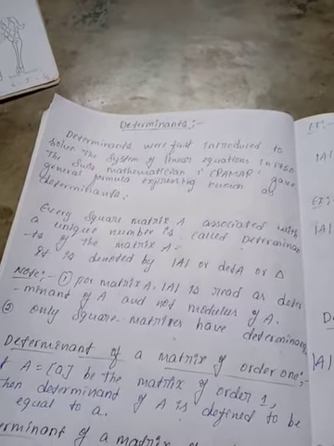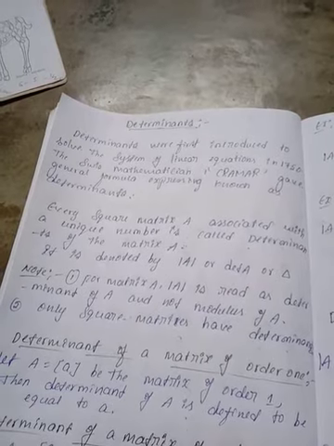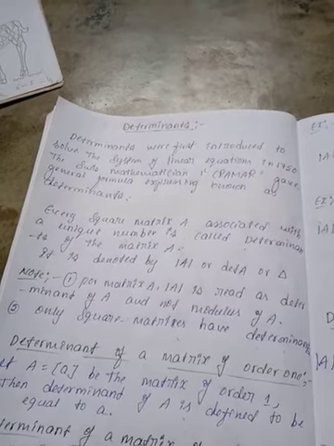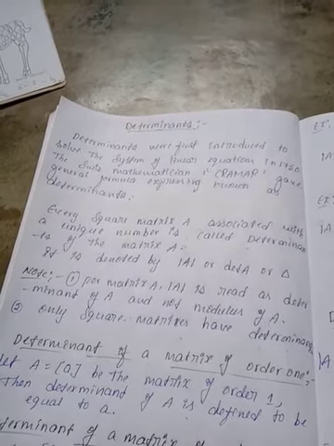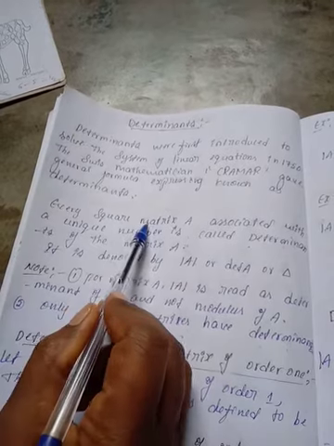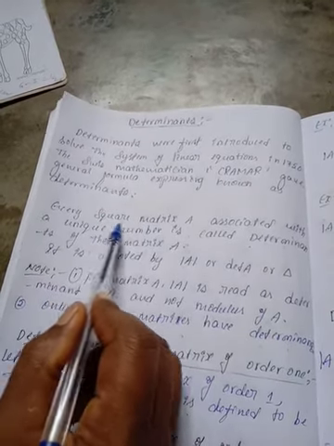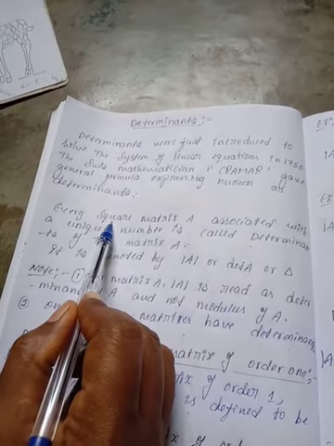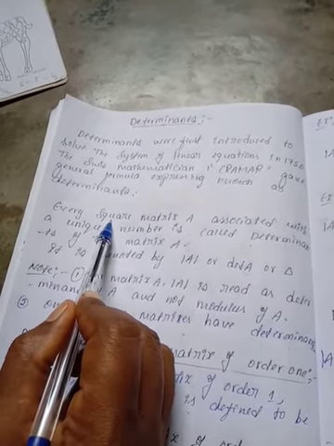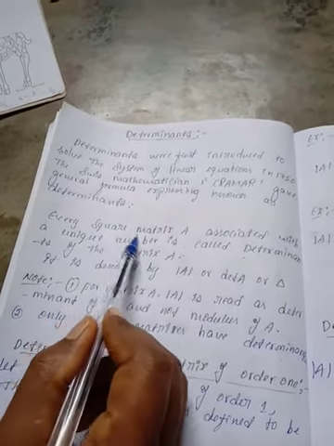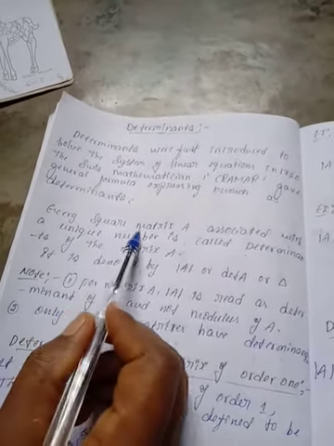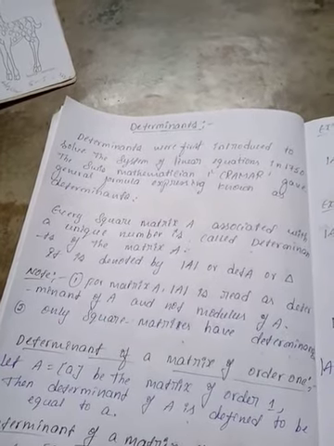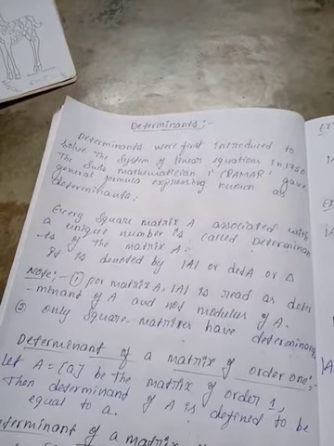Every square matrix A is associated with a unique number. See here, every square matrix A associated, that means the determinant is always for a square matrix. Square matrix means rows and columns must be equal. So guys, if you are solving determinants, the matrix must be square. Every square matrix A associated with a unique number is called the determinant of the given matrix A.